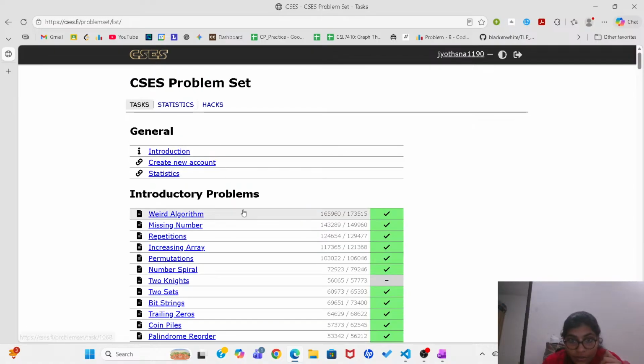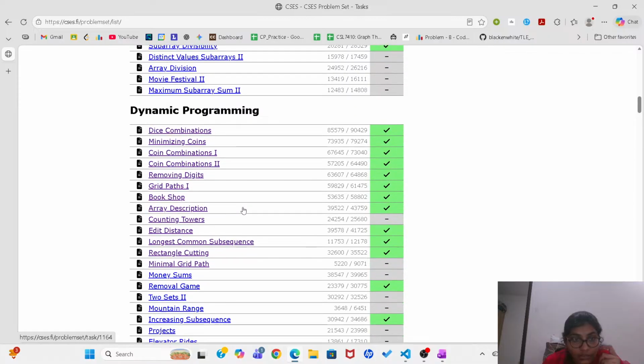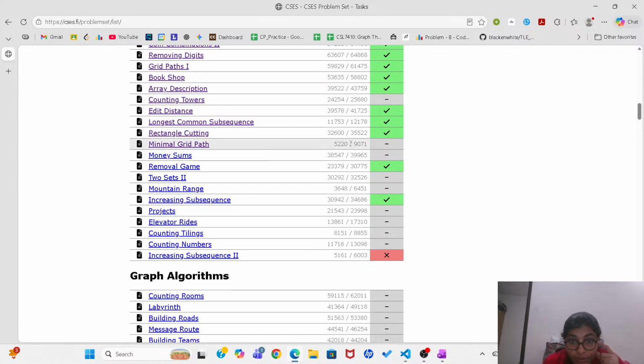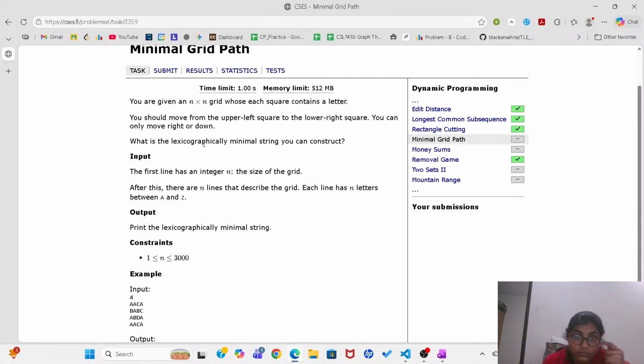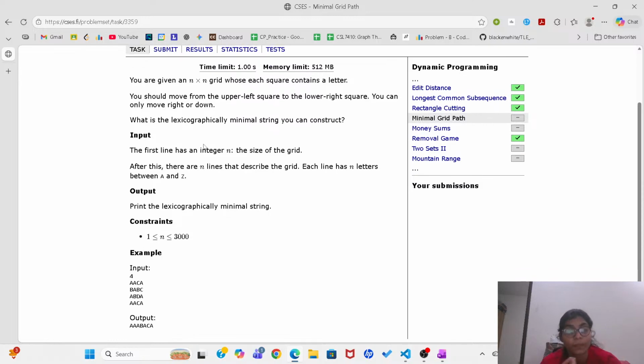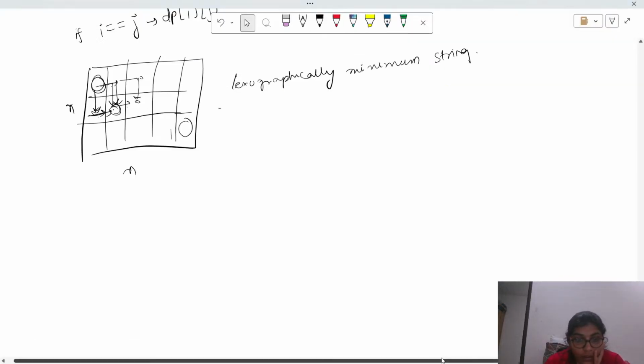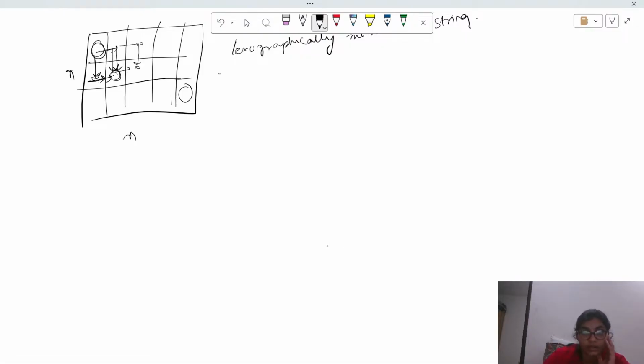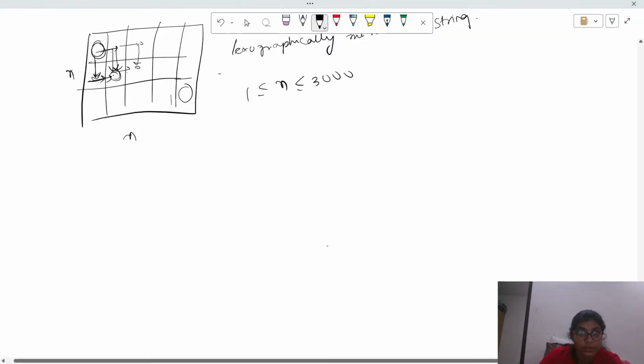See the submission rates. This is actually quite tricky. Only 5220 people have solved out of 9071. So it's okay. Let's try this. What are the constraints? N is 3000, right? What is the time limit? Time limit is 1 second again.